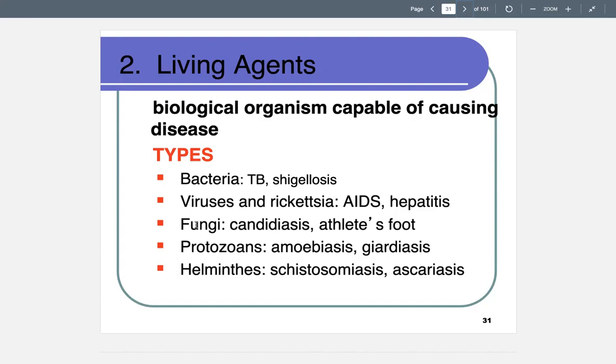So kapag you are infected with the fungi, merong common class which is the candidiasis. Candidiasis, this is caused by Candida albicans. Okay? Athlete's foot, ayan yung hadhad ba yun? Tama? O alipunga, sa paa. Okay, athlete's foot. Okay, protozoans and helminths class, this is a type of parasite infection.